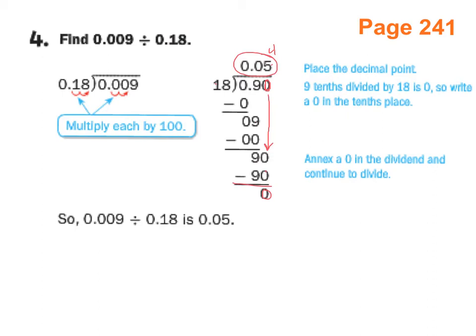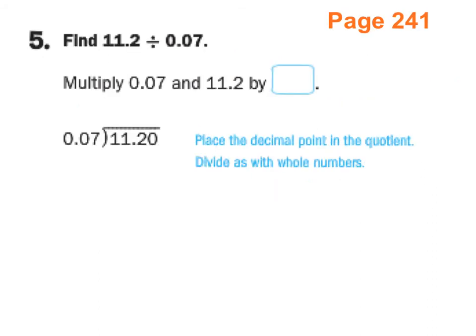Let's look at another example. Here we have 11 2/10 divided by 7 hundredths. So we're going to have to multiply to get rid of this decimal on the 7 hundredths by 100. So we're going to have to multiply 11.2 also by 100.